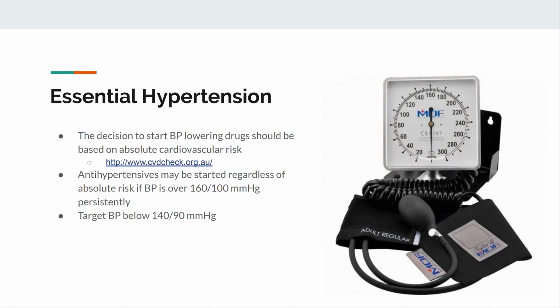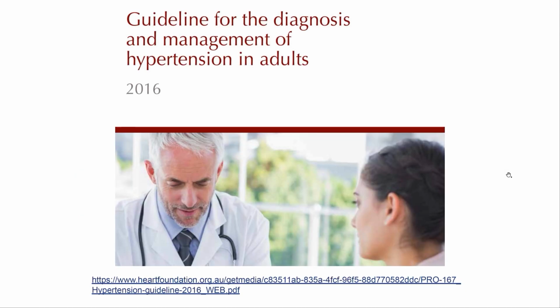And it's standard practice that if their blood pressure is quite high regularly, for example, over 160 over 100, you would just start them on a drug regardless of absolute risk. Typically, the target will be to be less than 140 over 90. There is like a 100-page document here, but a couple of the pages are worth looking at. They classify the severity of hypertension and give a detailed discussion of management. This is a brilliant document from the Heart Foundation.